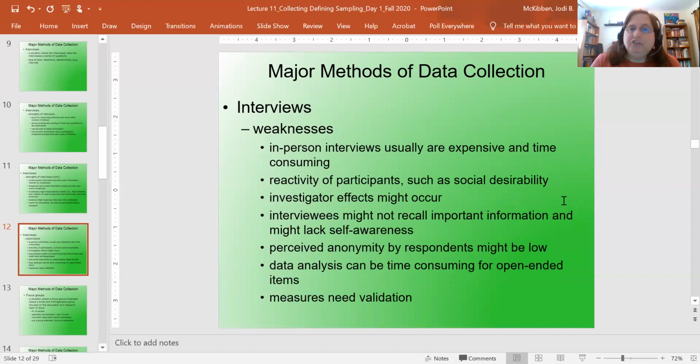In-person interviews are usually expensive and time-consuming, right? We still have social desirability effects, and they might even be worse on an interview because you're right there in person with someone else, or right over the phone with someone else. You can also have investigator effects. Now that's a new one, right? The investigator is now part of this interview process, and that might influence things. Same issue about interviewing is not recalling certain information, lacking self-awareness about certain issues, so they might not respond as accurately as you might hope.